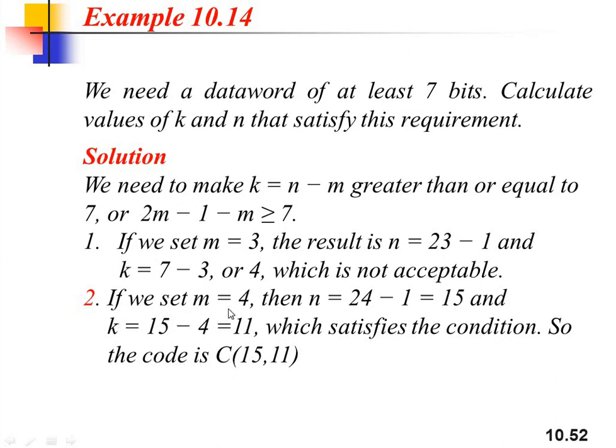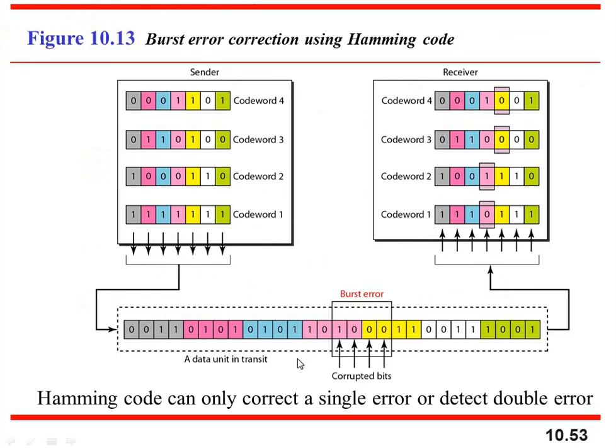So if we set m equal to 4, then n is equal to 2^4 minus 1, so that will generate 15 bits, and k is equal to 15 minus 4, that is 11. So the code is equal to (15, 11). So this is how you can generate the codes, and these are the code words.